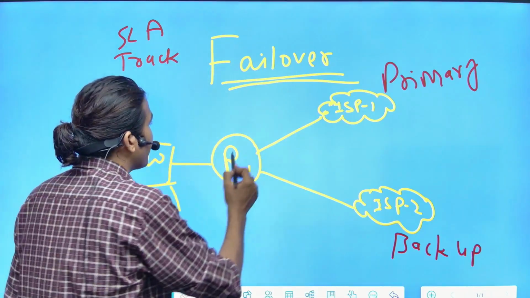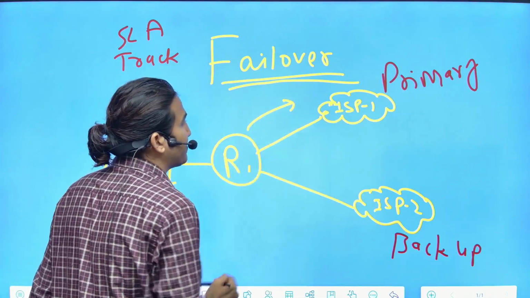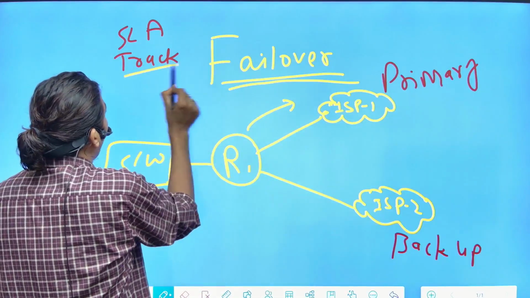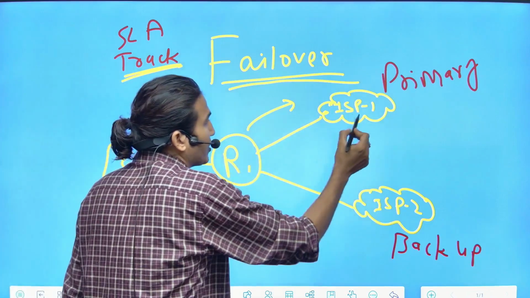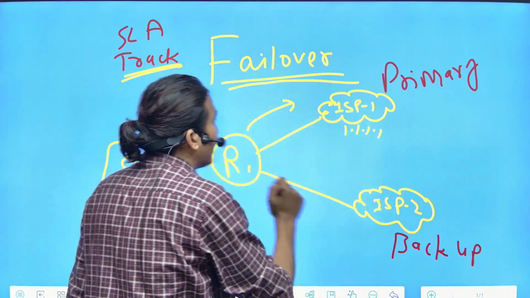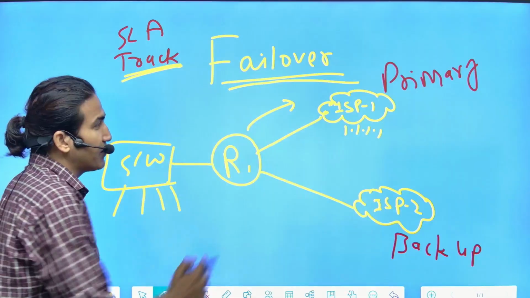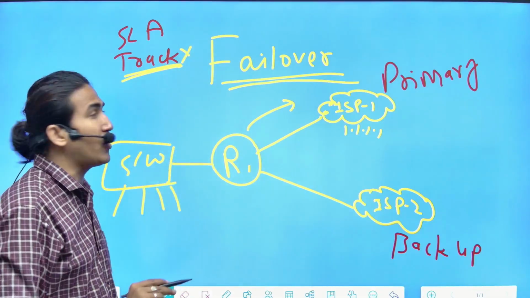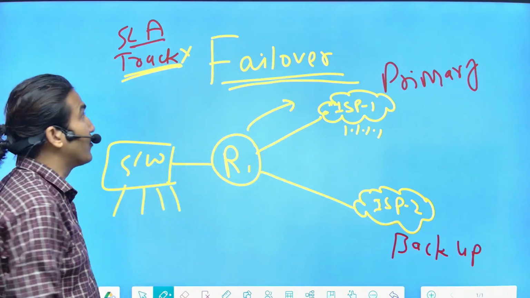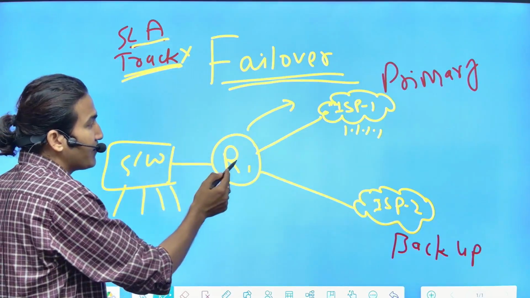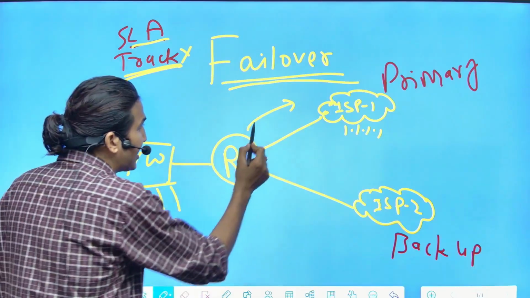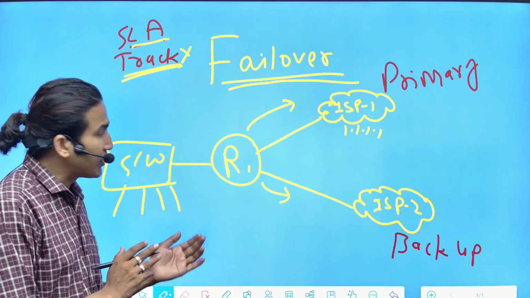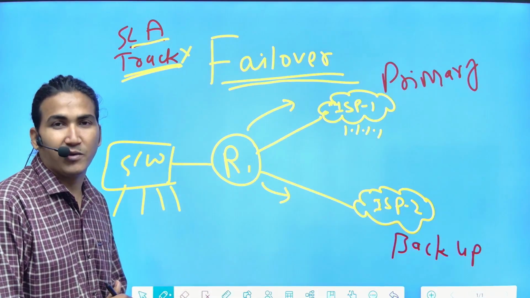For example, router 1 is forwarding all the traffic to ISP1. If ISP1 goes down, your track goes down. How does your track go down? Let's say on ISP1 there is one service, 1.1.1.1, and we are tracking that service. If that service is not reachable, then my track goes down, and if my track goes down, then SLA goes down. When my SLA goes down, then the router will perform failover. It will shift the traffic from ISP1 to ISP2. This is how we were doing the failover earlier in the network.